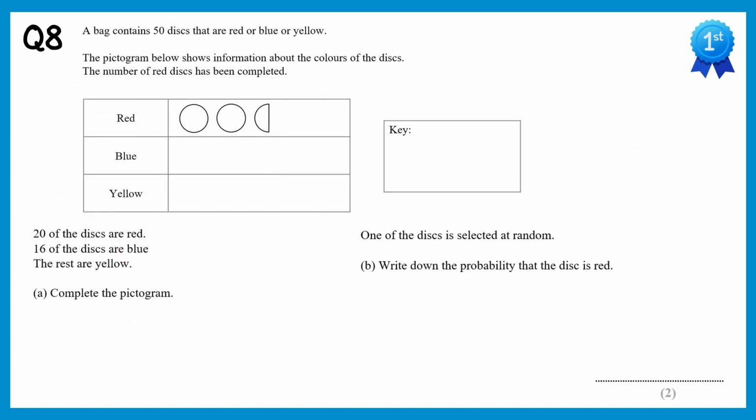In this question we have a pictogram. It says the bag contains 50 discs, they're red, blue or yellow, and we're also given some information about the discs. We know there are 20 red and 16 blue.